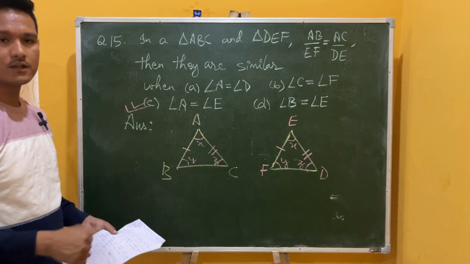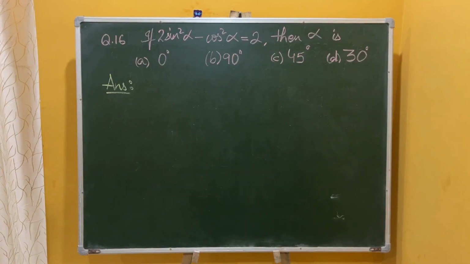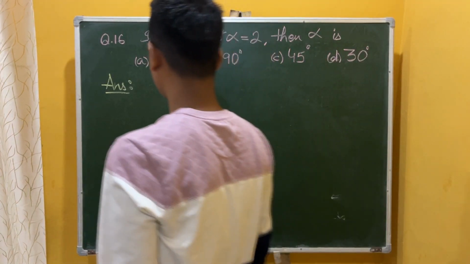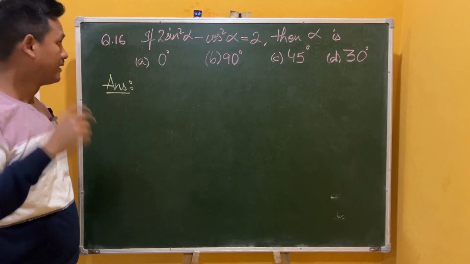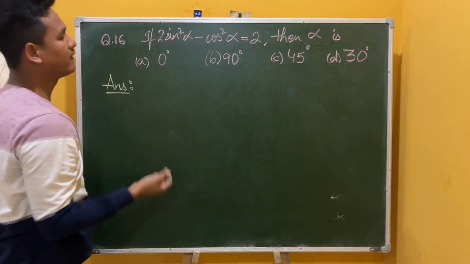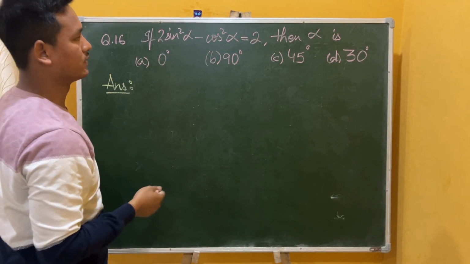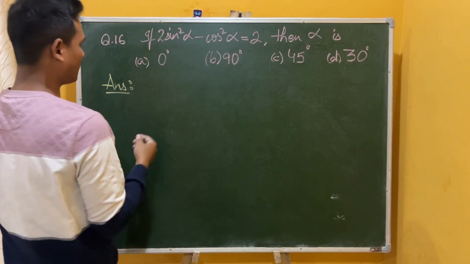So let's move on to another question. Okay, this is our question number 16. If 2 sine square alpha minus cos square alpha equals 2, then find the value of alpha. Let us solve this question.